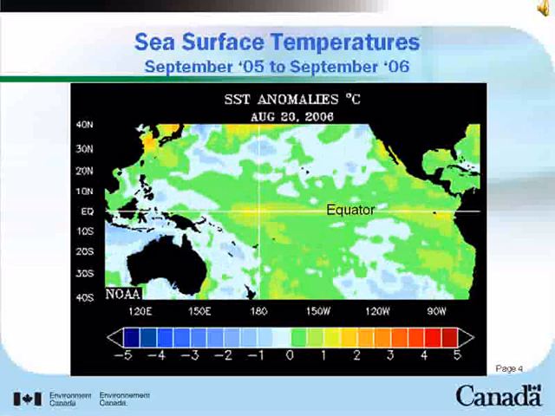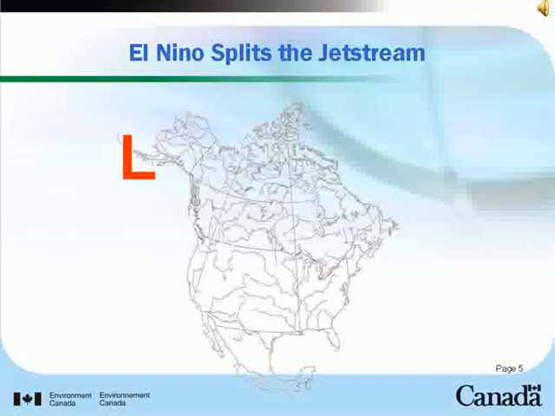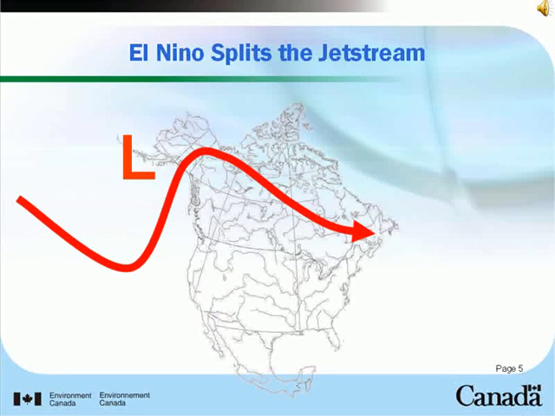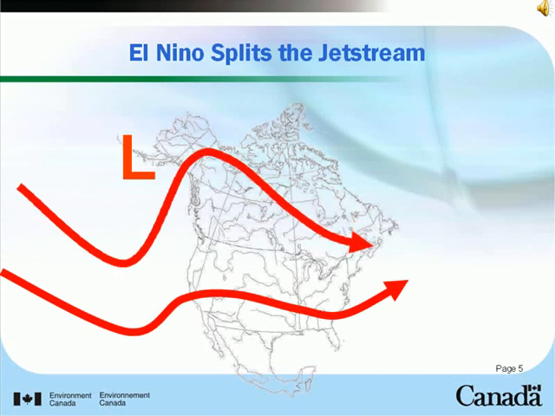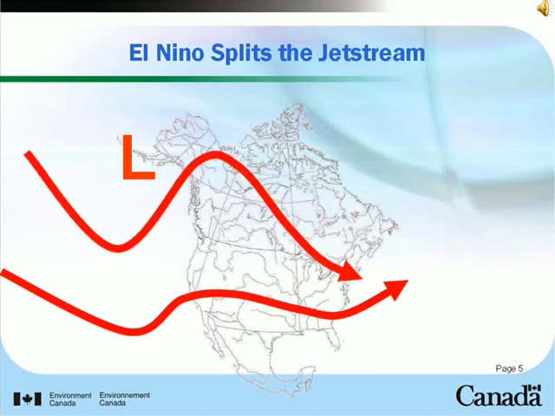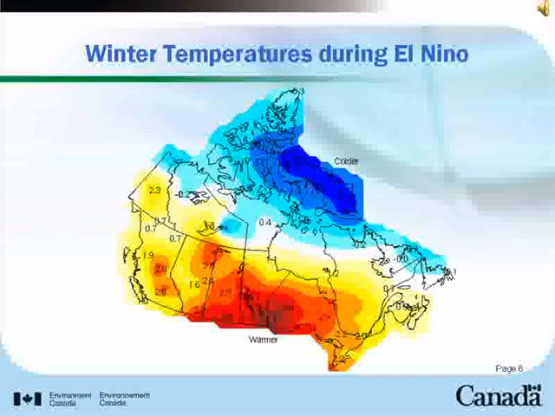Moderate or strong El Ninos affect temperature and precipitation in BC. El Nino splits the jet stream over the Pacific Ocean, directing one branch northward around the Aleutian Low and a southern branch towards California, which becomes unusually stormy. The Aleutian Low helps direct the northern branch of the jet stream, which is really just the main pathway of storms onto the coast. Here's what we know about winter temperatures during El Nino.